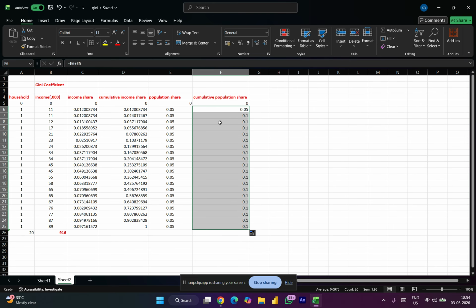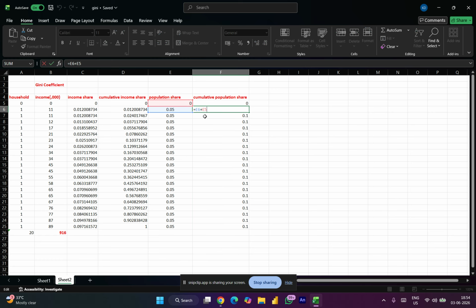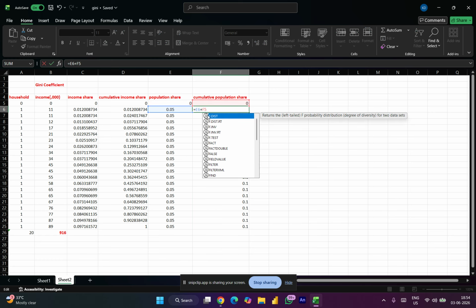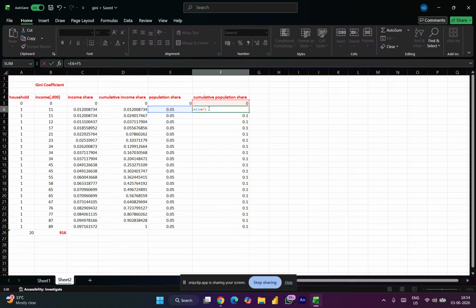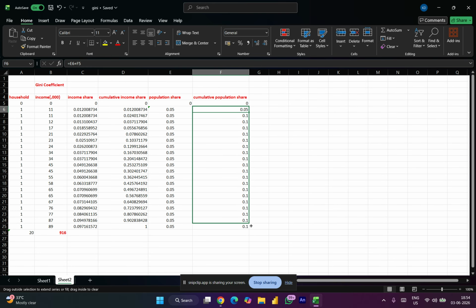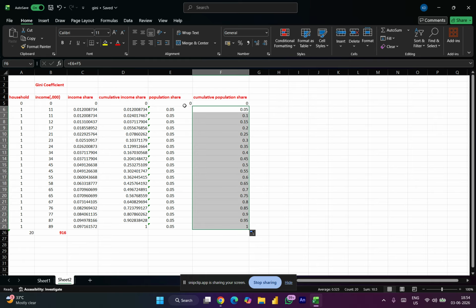Sorry, it will be F5, it will be F5. Okay, now it's coming. Look, 1 came, which means this calculation is right. Cumulative means 0 plus 0.05 plus this, the sum of this addition. So by summing successive values, we are getting the cumulative population share.